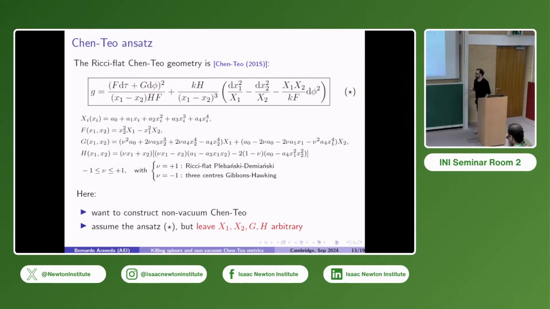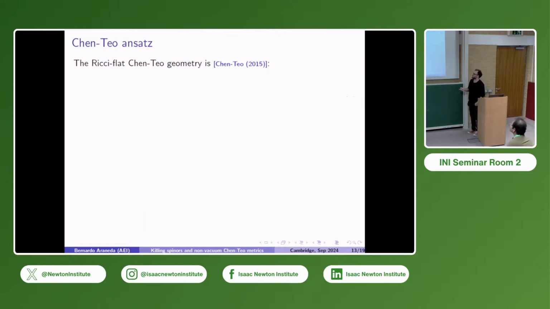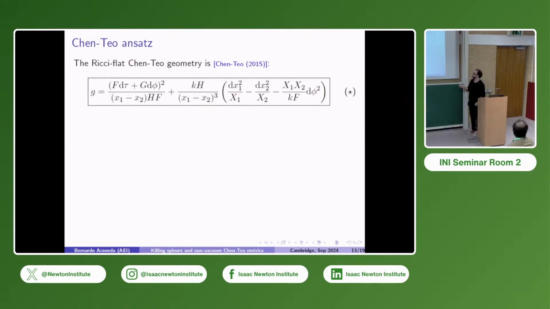And well, so what I want to do here is to construct a non-vacuum extension to this geometry, and the approach will be to assume this ansatz, but leave the functions arbitrary. So we assume this ansatz, this equation star here, but as we did in the Schwarzschild case where we had a function f of r and we left it arbitrary, here we leave everything arbitrary. We assume this form of the metric, but we leave everything arbitrary and we want to solve the field equation.